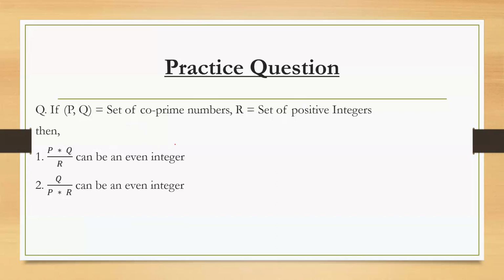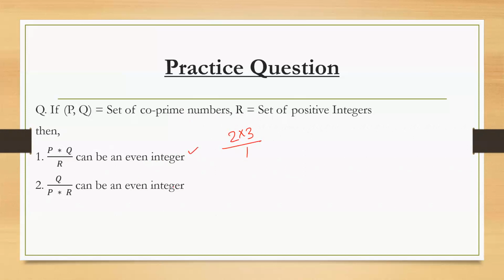So tell me here, in 1, what will be the value? Just give me one value of P, Q, and R so that it can be an even integer. What will be the value? P and Q have to be co-prime to each other. Okay, so Vicky is saying 2 and 3. Okay, 2 and 3 is fine. They are co-prime to each other. So 2 into 3 by R. Okay, take it as 1. Okay, no problem. So here it's an even integer, fine.